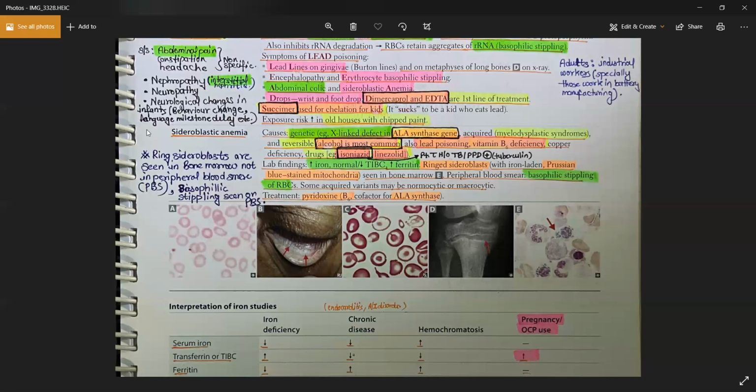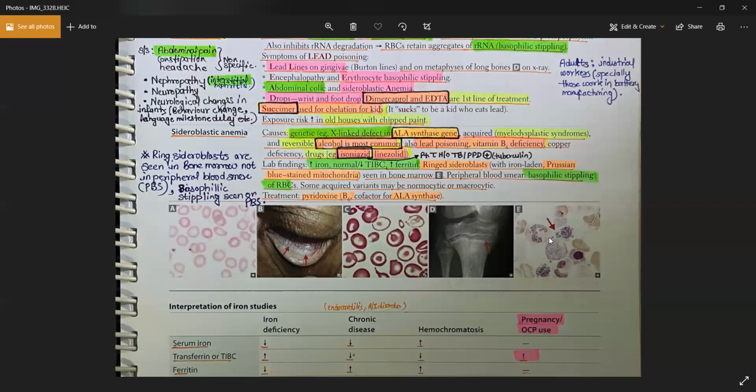You can suspect sideroblastic anemia also, right? And just like lead poisoning, you will have ring sideroblasts in it, because the iron will start accumulating in the RBC progenitor cells, and you will have ring sideroblasts in the bone marrow. On the PBS, you will have hypochromic anemias, the microcytic and hypochromic anemias, right?